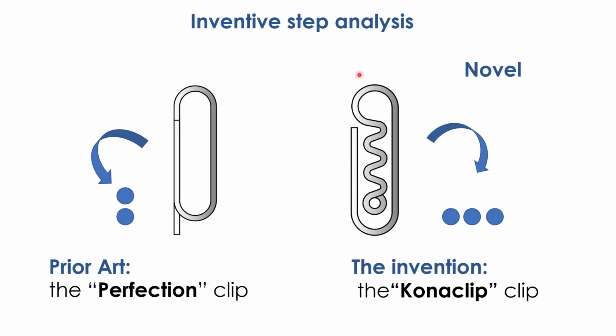So what does the Kona clip have that the perfection clip does not? We have this serpentine-like structure at the middle of the frame, and then there's an eye, whereas the perfection clip does not have those. So I hope you would agree that the Kona clip is novel over the perfection clip.